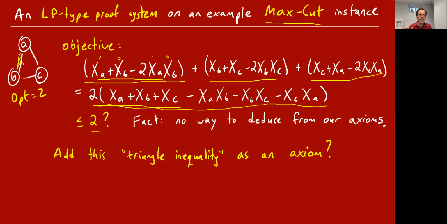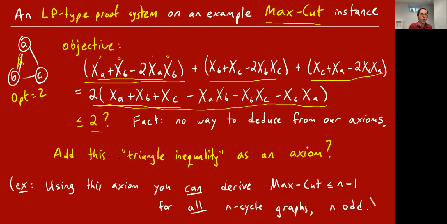And it's not like its only purpose in life is to get this triangle exactly solved. So here's an exercise for you. If you throw in this axiom for all triples of variables, indeterminates, then for any cycle graph on n vertices where n is odd, the true max cut is at most n minus 1 because odd cycles are not bipartite. And actually, you can derive this fact in our little degree 2 inequality proof system using only the original axioms plus this new axiom about triples of variables.